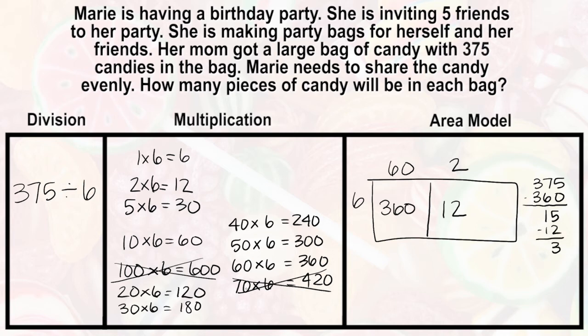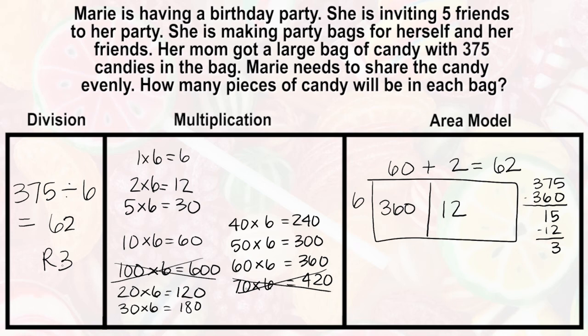Because Marie has 3 pieces of candy and 6 bags, she cannot put the remaining pieces of candy equally into the 6 gift bags. 3 becomes the remainder. Now we can calculate the quotient, or the total pieces of candy that Marie put in each bag. The partial quotients are on top of the area model, 60 plus 2, or 62. The answer to 375 divided by 6 equals 62 remainder 3.